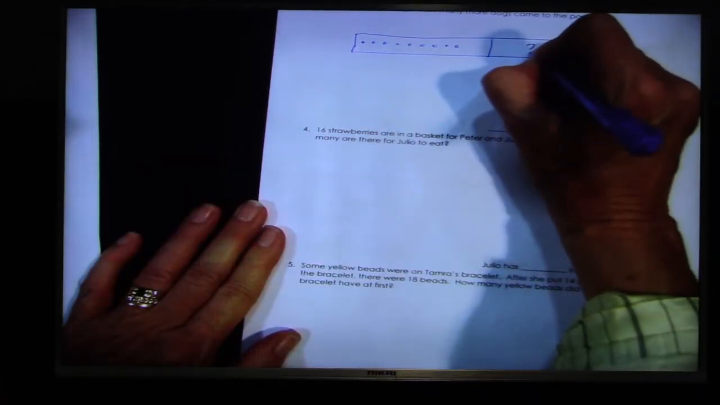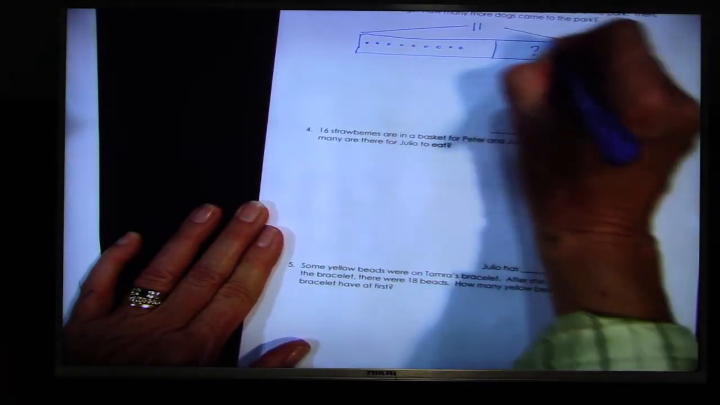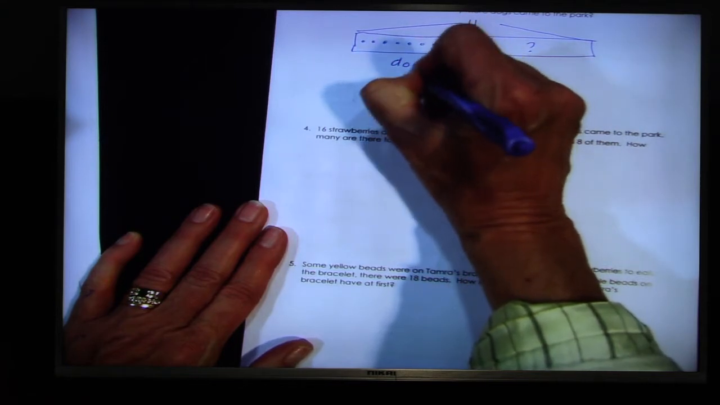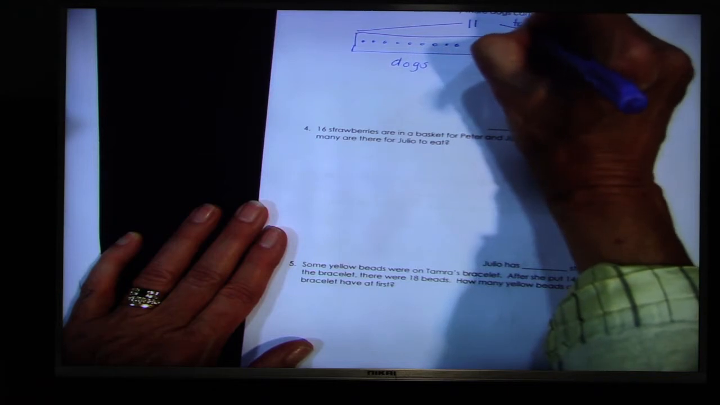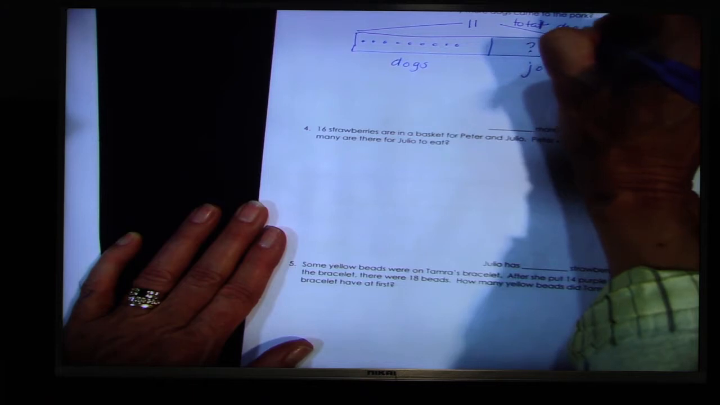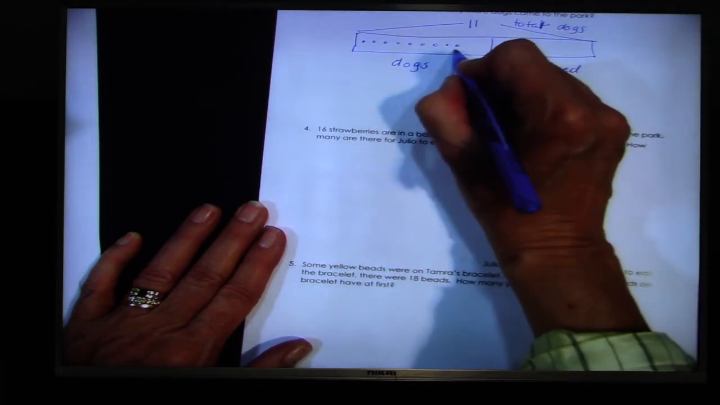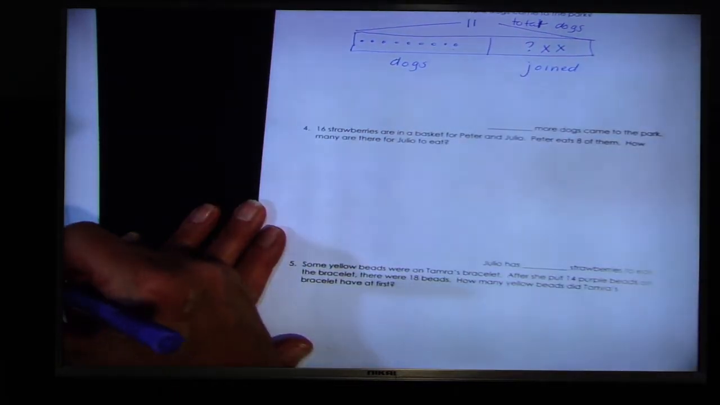Some means I don't know. There's my question. And then I had a total of 11. So I have dogs, I have joined, and I have my total dogs. So if I have 9, I need to count up. I've got 10 and 11. It means that 2 joined.